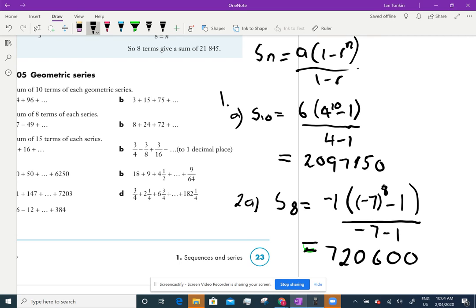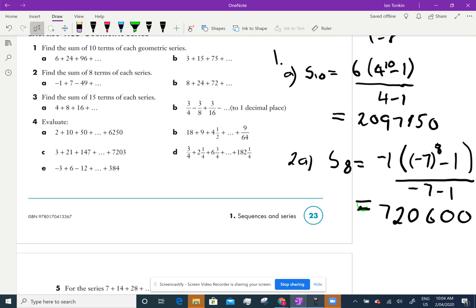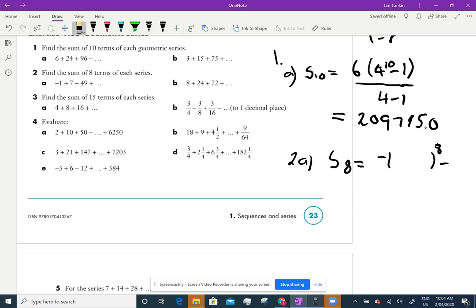720,600. All right. So most of these are just a case of plugging them in the formula. So 1, 2, and 3, pretty easy. Let's have a look at what they're doing in question 4. And remember, you've got to do all these. You need to get practice at them.